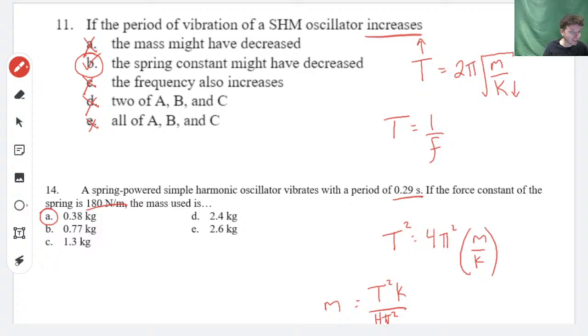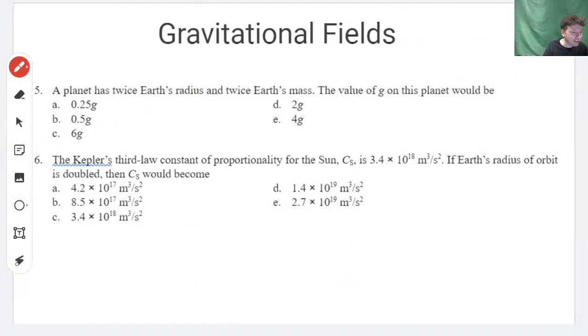Don't worry. Lots more questions. You can see I'm only on slide 9 of 19. The last slide's awesome, by the way. Anyways, moving on, gravitational fields.